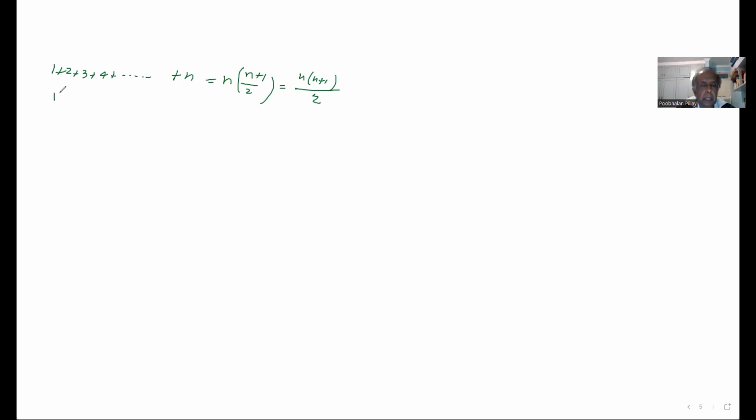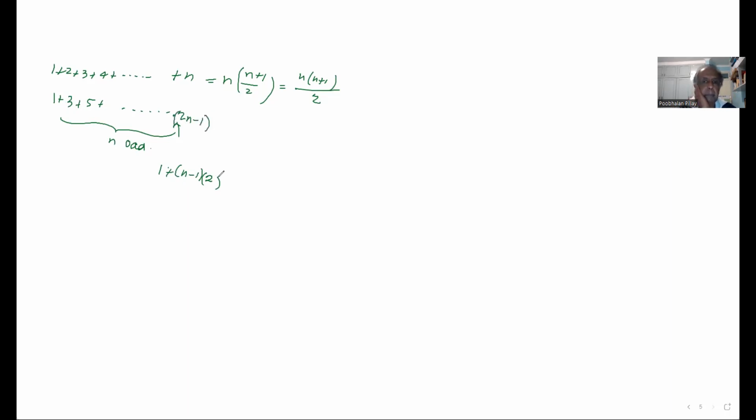In fact, another useful thing to remember is the sum of the first n odd numbers. Suppose you got odd numbers, and there are n of them. Now, remember, we said that the last term in this is a plus n minus 1 times d. So a is 1, n minus 1 times d. d is 2 in this case, because the common difference is 2. And if you simplify this, you'll see the last one is 2n minus 1.